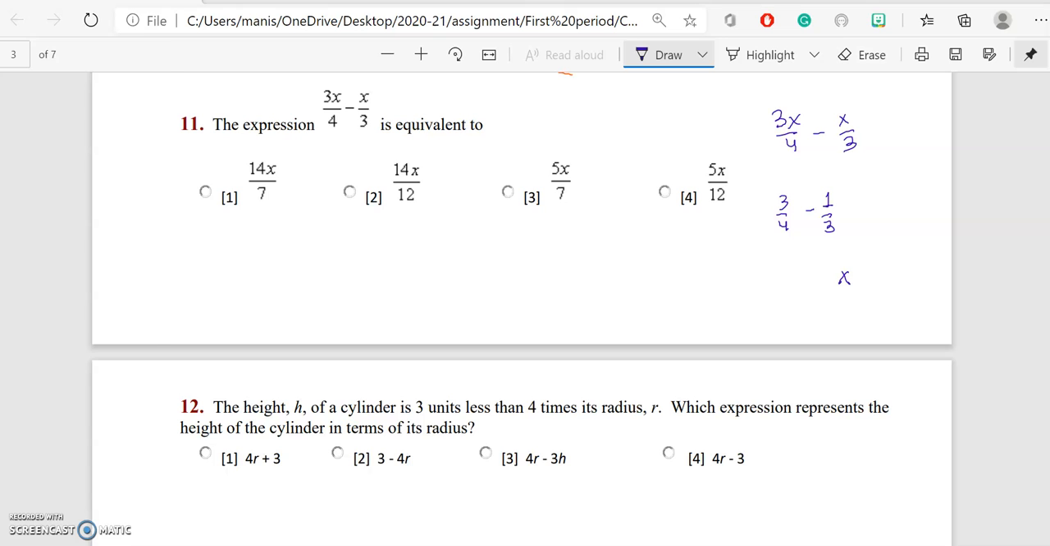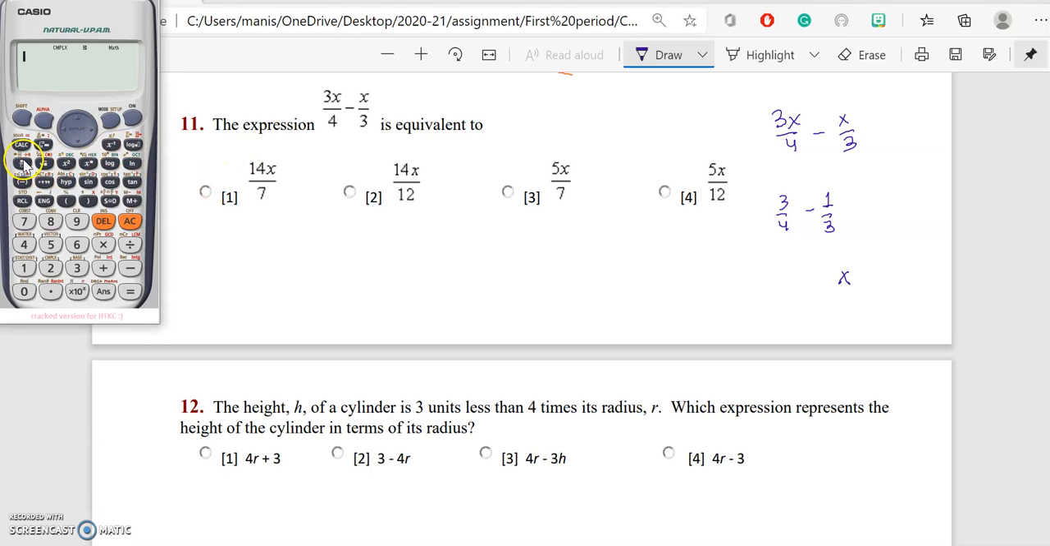So let's pull out our calculator. It says 3 over 4 minus 1 over 3. So this is your 3 over 4. In your exam, they will give you a calculator. If not, you can take your own calculator with yourself. Minus 1 over 3.